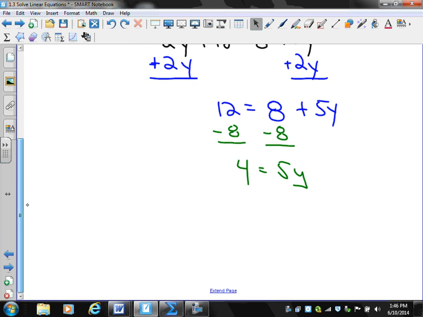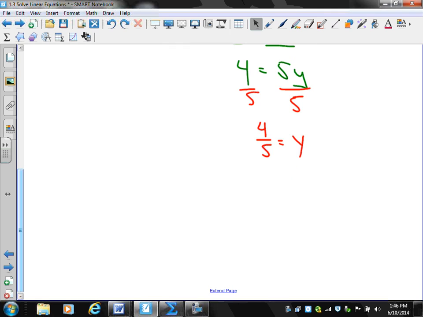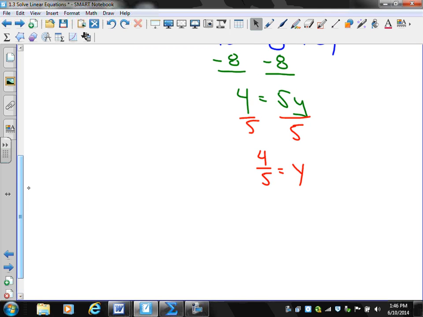And then the last thing I need to do here to clean this up, I need to divide by this 5 so I can get 1y. And I get 4/5 equals y. And if you don't like ending up with fractions, well, in this case, that's unfortunately just too bad. That's what the solution is.